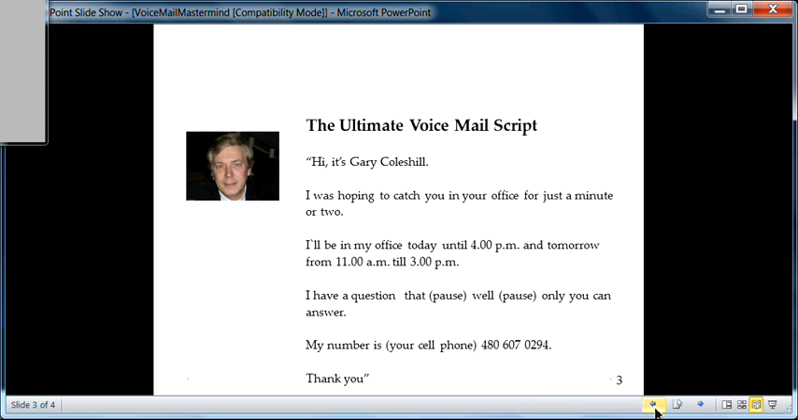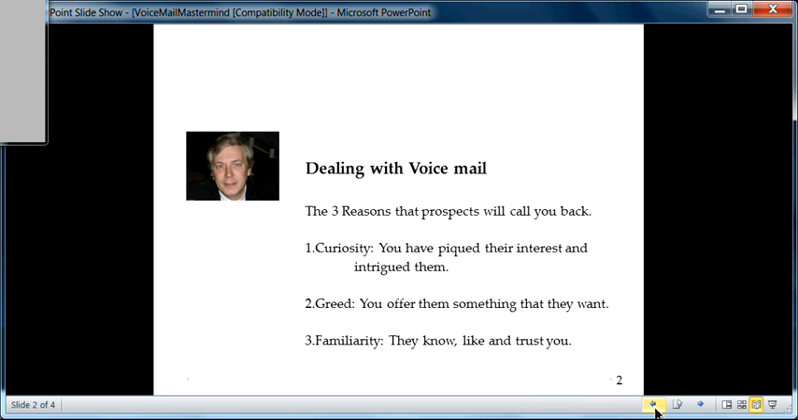Anyway, let's go back through the PowerPoint, which you might not be able to see anyway, for the three reasons that prospects call you back. Firstly, we discussed curiosity. I think we've covered a couple of scripts on that already. The one where you hang up halfway through, make sure you leave your number first, though, otherwise it's a waste of time. I suppose if they got a call already, they'll call you back. And my curiosity script, which is: I've got a question that only you can answer. Two good examples of curiosity.